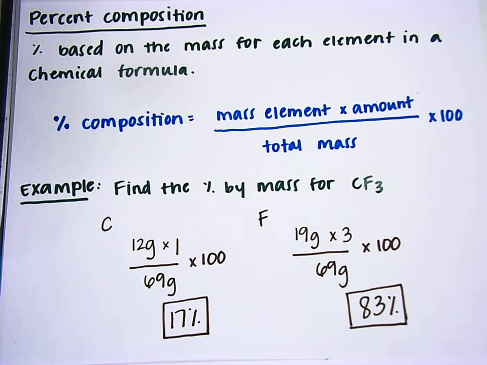The numbers should even out to be about 100. It'll vary depending on if you round it or not. But you should end up close to 100. And that's telling us that most of this molecule is made up of fluorine. Most of its mass comes from fluorine, even though it might be different. For example, CH4, most of its mass comes from carbon, even though there are more hydrogens.